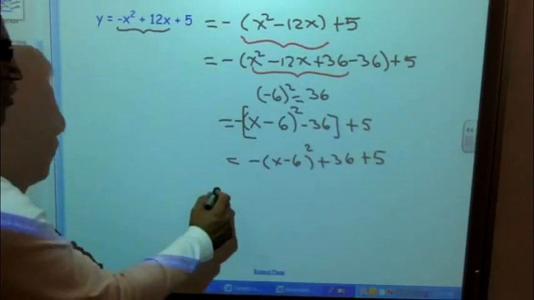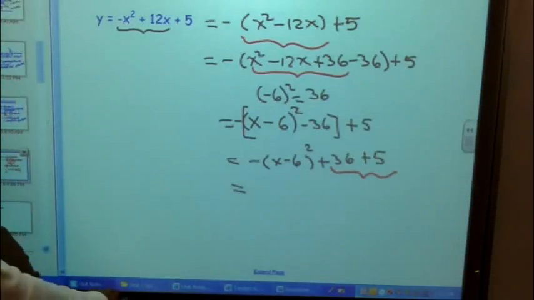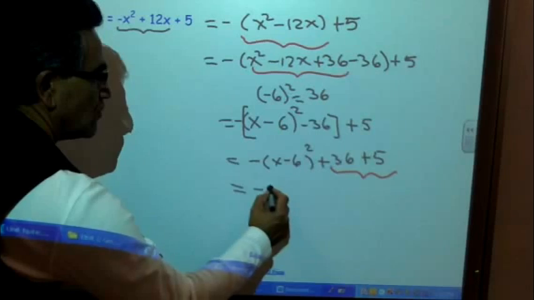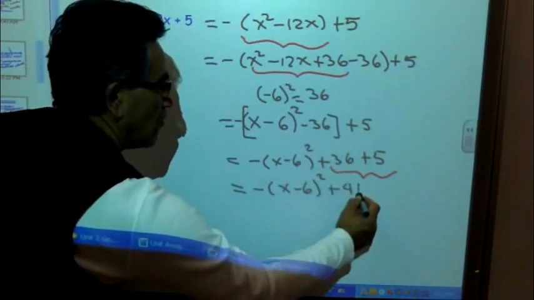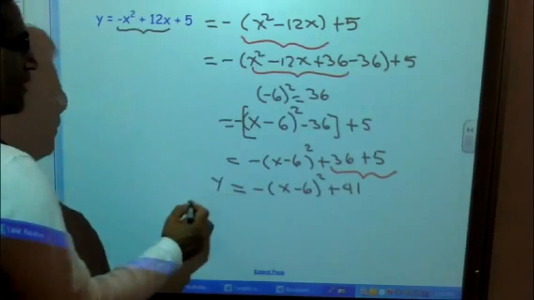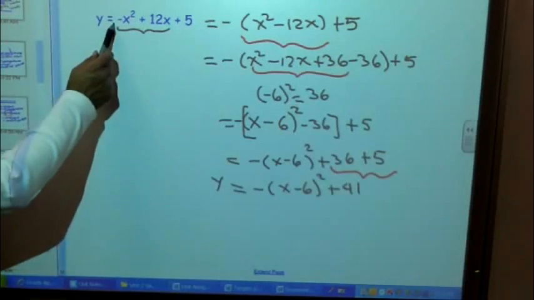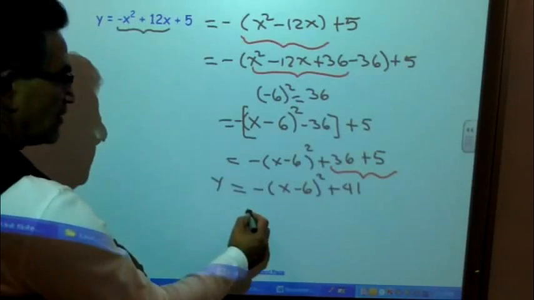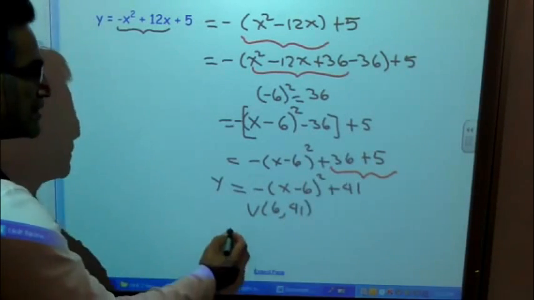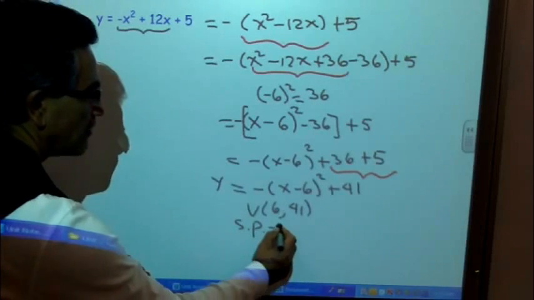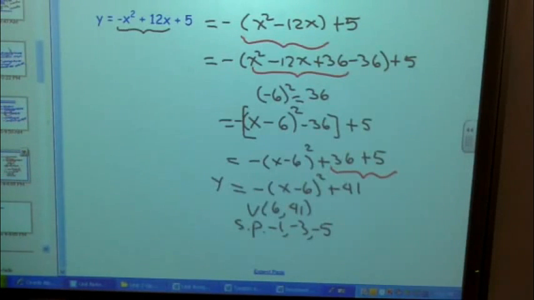You can see that all I have to do next is simplify these two terms. And my final version will be -(x minus 6) squared plus 41. That is my parabola in vertex form. The leading coefficient stayed the same, -1. Now I know that the vertex is at (6, 41) with a step pattern of negative 1, negative 3, negative 5, which tells me that the parabola opens down.